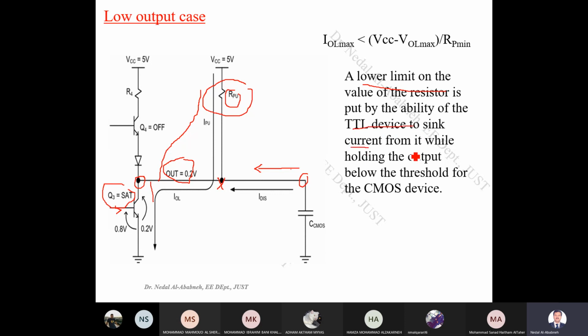Current while holding the output below the threshold، كيف الـ V output، طبعا هون as the current is coming to this transistor الـ V output بيرتفع على 0.2 0.3 0.4 بس احنا we need to limit الـ value of the low voltage below the input requirement بالنسبة للـ CMOS load. Okay. وبالتالي اختيار البول اب ريزستور.